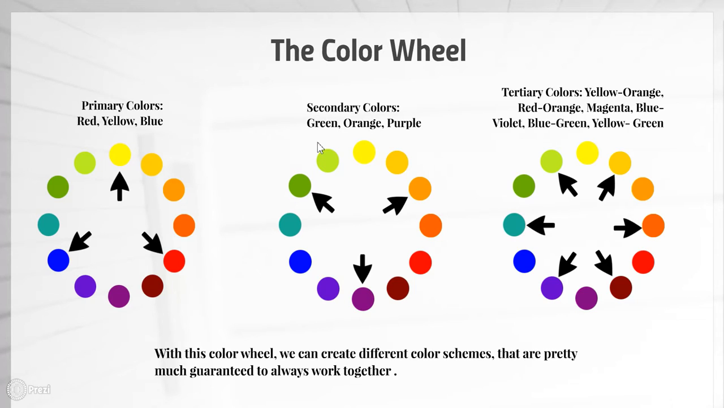Going into secondary colors, these colors are mixed using the primary colors. So obviously red and yellow make orange, yellow and blue make green, and red and blue make purple. And going into tertiary colors, for example, yellow and green make yellow-green, and yellow and orange make yellow-orange, and you can see all the different ones that get created by mixing.